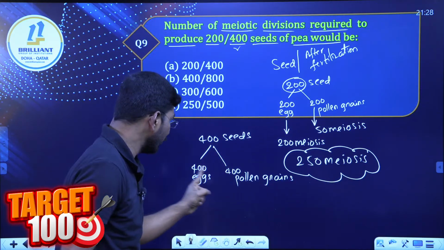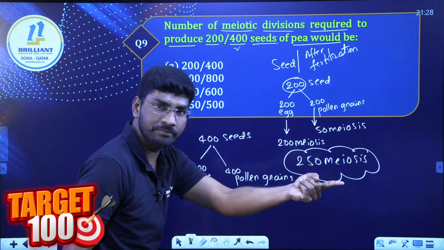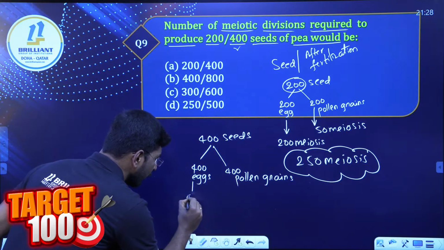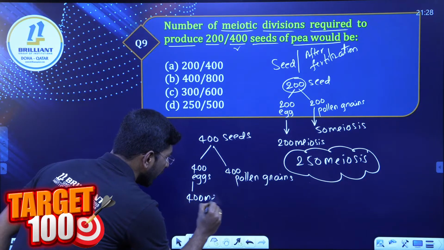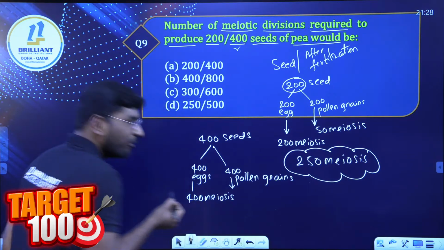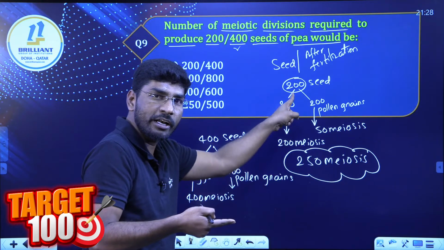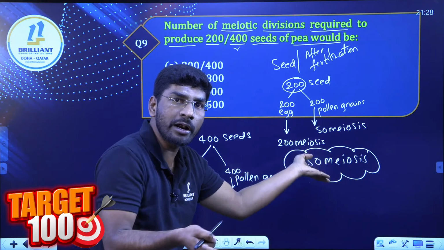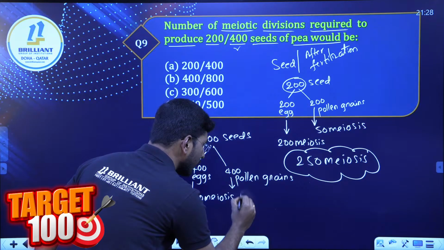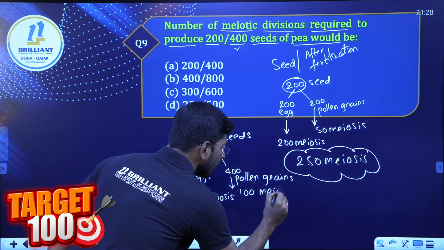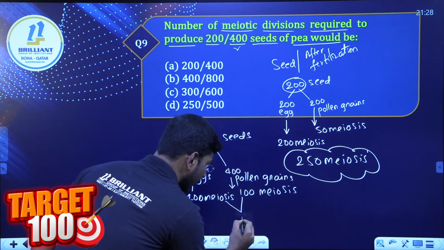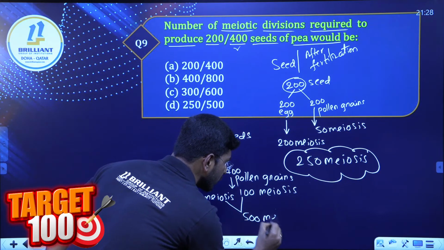Sir, for the 400 egg formation, one meiosis will give one egg. So I can write 400 egg formation, 400 meiosis. For 400 pollen grain formation: 200 pollen grains need 50, so 400 means 100, right? So 100 meiosis division. Now it will become 400 plus 100, 500 meiosis division.